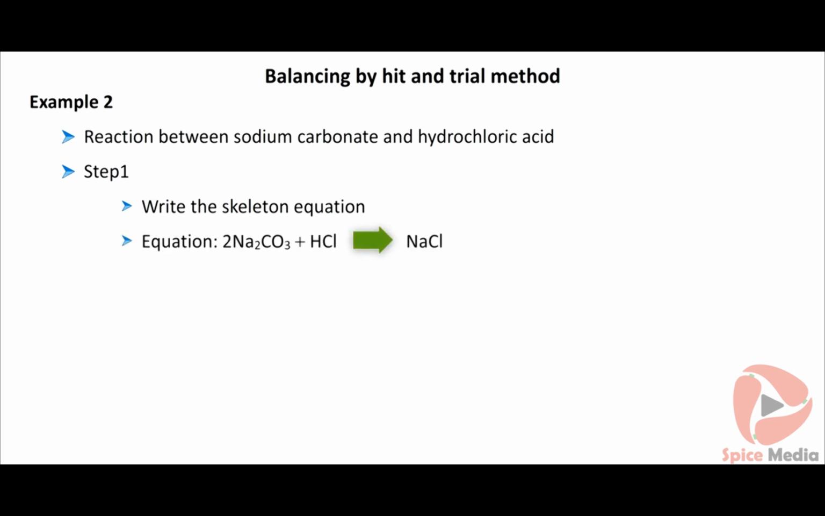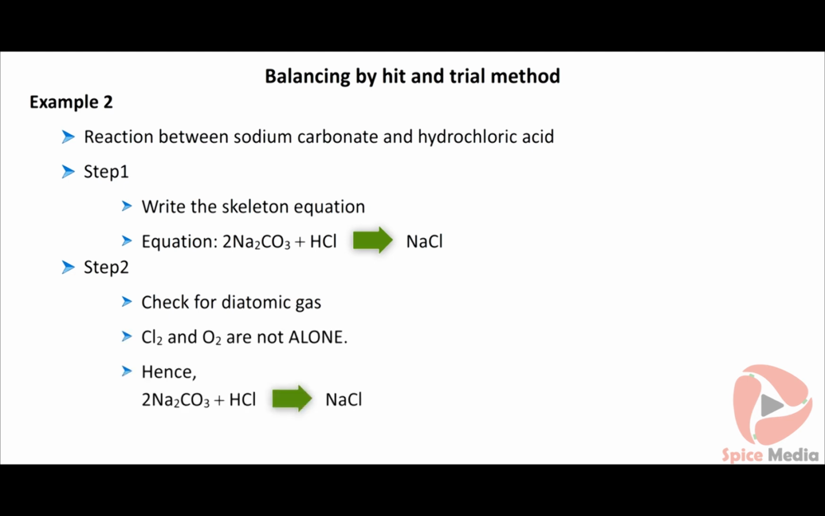Na2CO3 plus HCl gives NaCl plus H2O plus CO2. Step 2. Check for diatomic gas. No diatomic gas. Cl2 and O2 are not alone. Hence, Na2CO3 plus HCl gives NaCl plus H2O plus CO2.